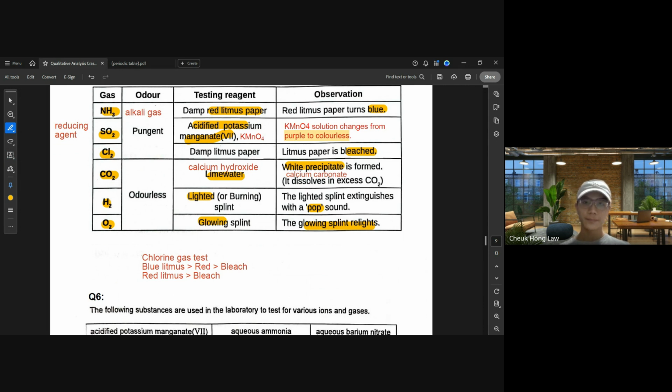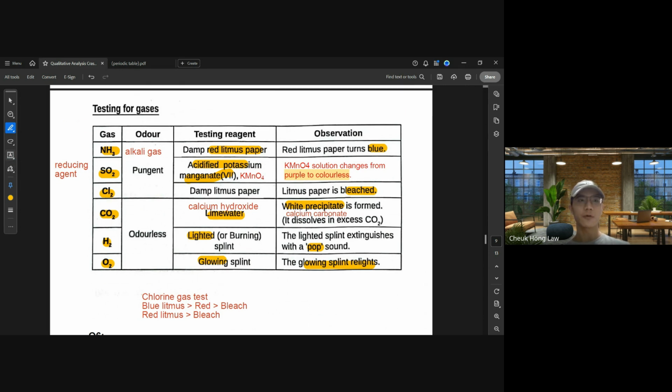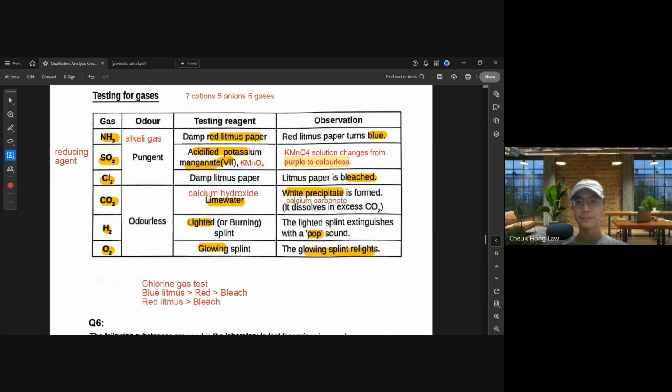Right? So in total, there are 6 gases for you to test. Okay, so in total, 7 cations, 5 anions, and 6 gases. And I gave you a few memory shortcuts, so that's easier to remember. Okay.